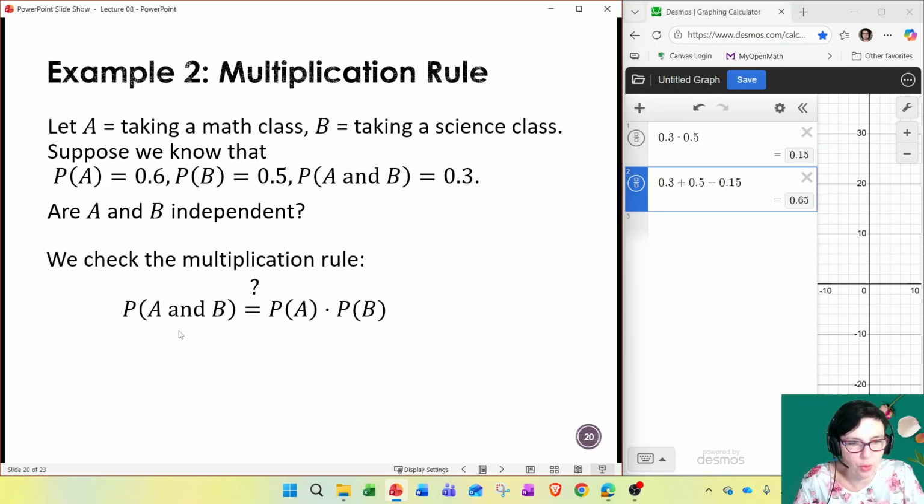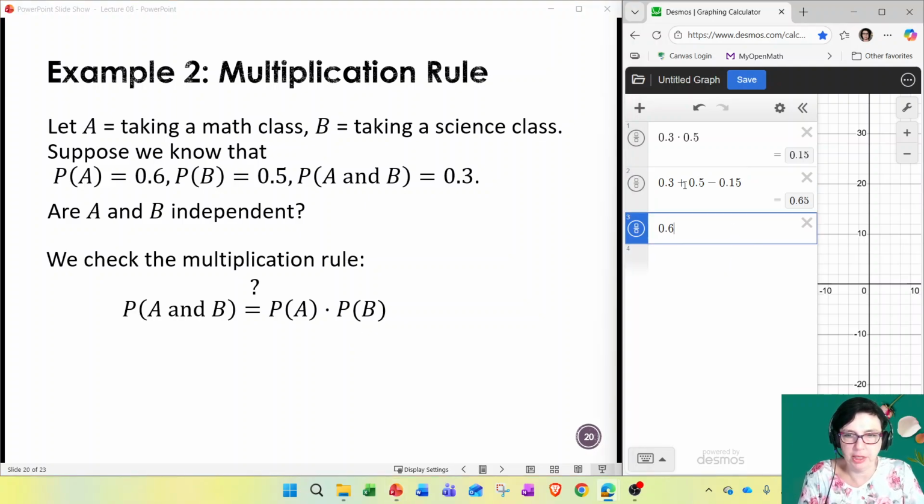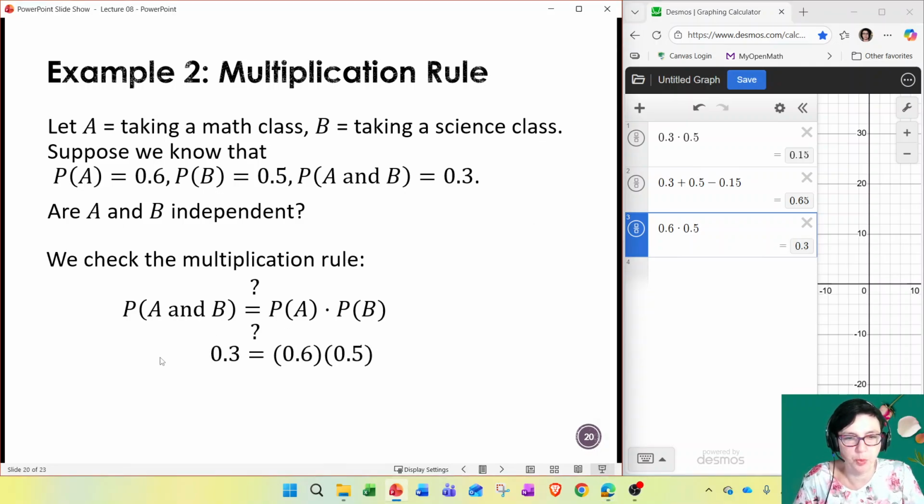Now we're given all the parts. The probability of A and B is 0.3. Is that the probability of A multiplied by the probability of B? Well, 0.6 multiplied by 0.5 is 0.3. So both of the sides are just 0.3. 0.3 is equal to 0.3, and that means that they're independent.